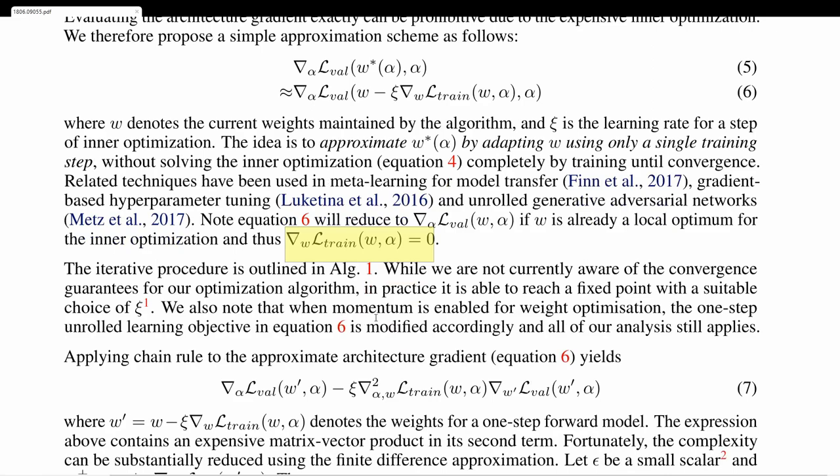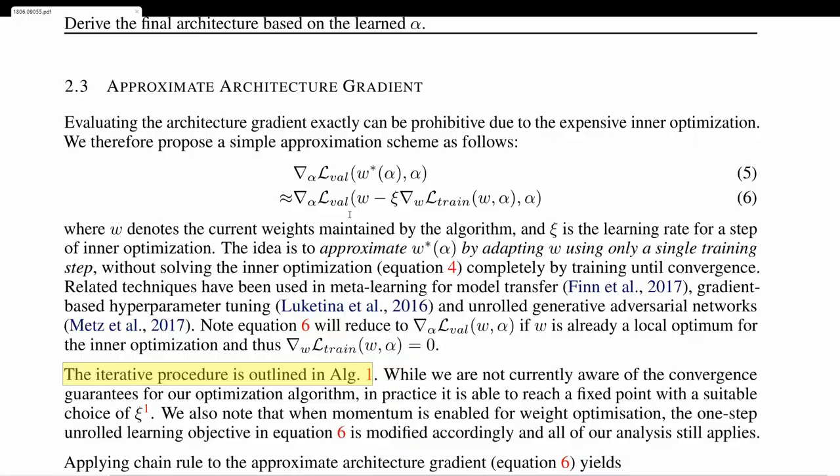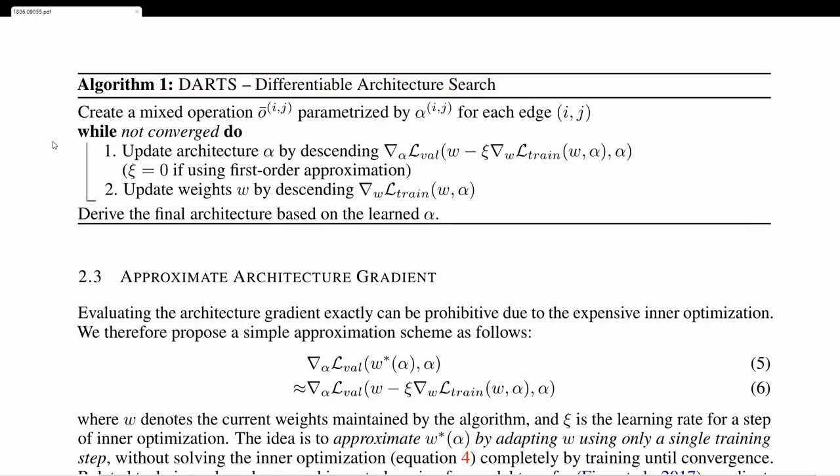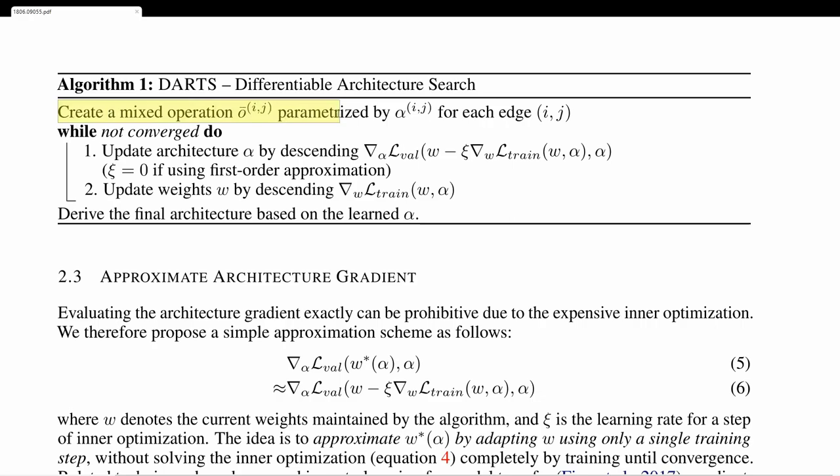The iterative procedure is outlined in algorithm 1. Okay, so let's look at algorithm 1. Algorithm 1, DARTS, Differentiable Architecture Search. So we first create a mixed operation O bar ij parameterized by alpha ij for each edge ij. While not converged, do: update the architecture alpha by descending on the gradient of the validation loss. Xi is 0 if using first order approximation. Okay, update weights w by descending the gradient of the training loss. Derive the final architecture based on learned alpha.